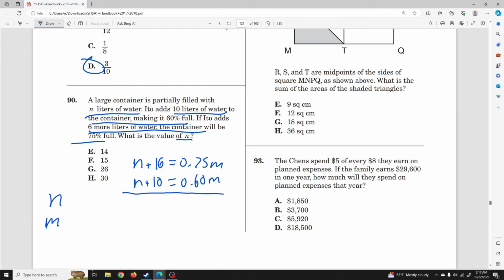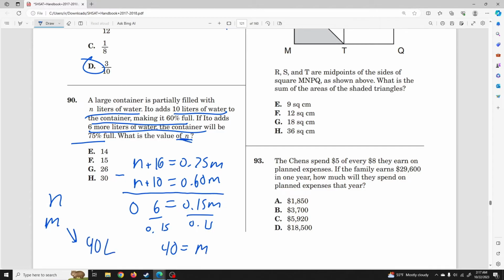And right here I have 2 equations, and I could just subtract them from one another. N minus n is 0, 16 minus 10 is 6, and 0.75 minus 0.60 is just 0.15 m, right? So now we can solve for m by dividing by 0.15 on both sides, and we get that m is equal to 40, right? So the total amount of water that this container can hold is 40 liters.